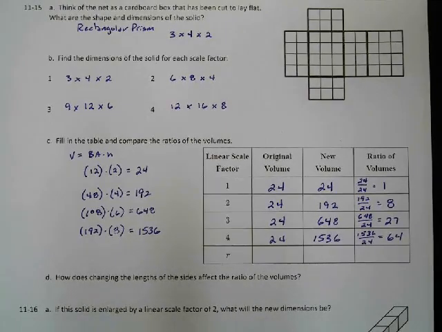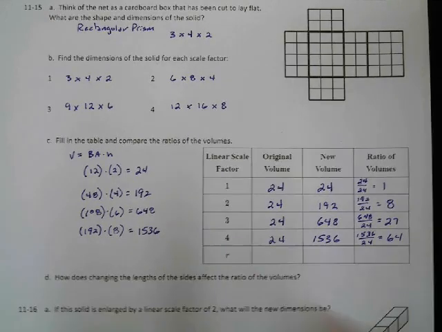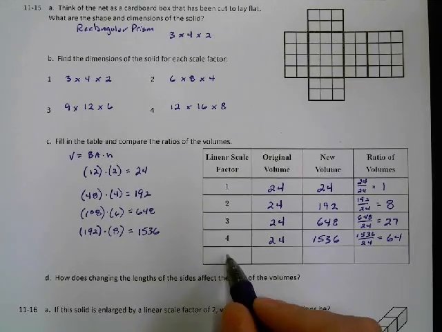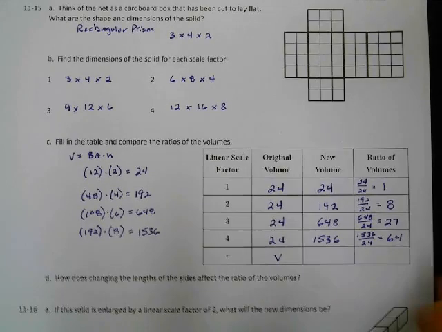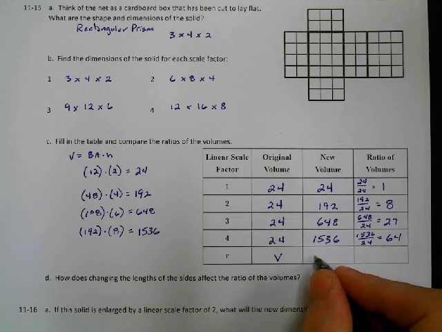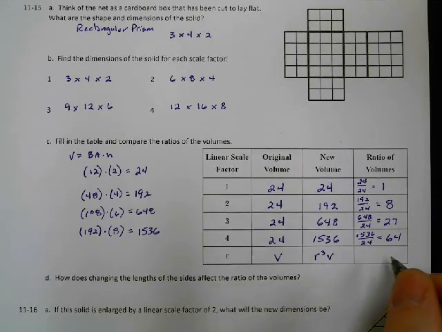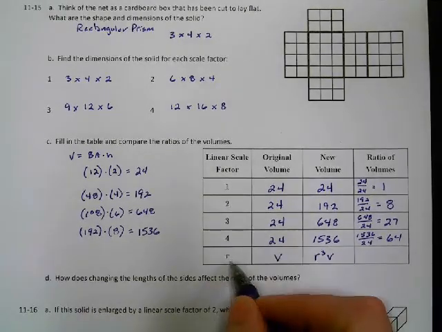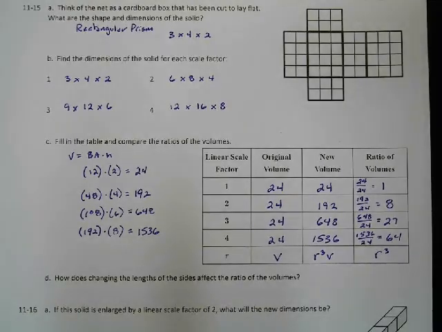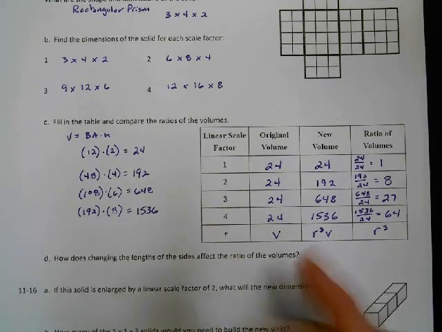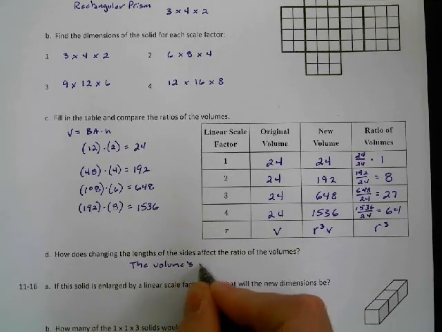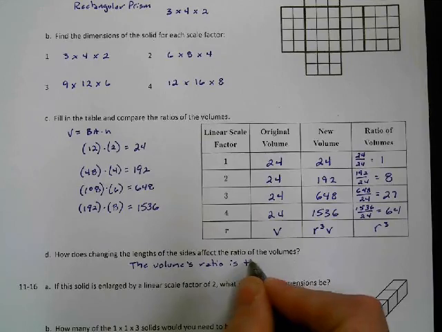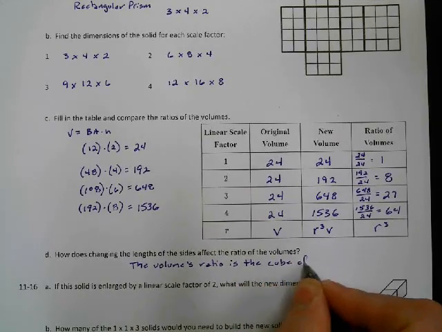What we're seeing here is that the ratio of the volumes is the cube, or the third power, of the ratio of the sides. So if we've got a linear scale factor of R, and the original volume we'll just call V, the new volume ends up being R to the third power times V. And so the ratio of the volumes is R to the third. So how does changing the lengths of the sides affect the ratio of the volumes? The volume ratio is the cube, or third power, of the linear scale factor.